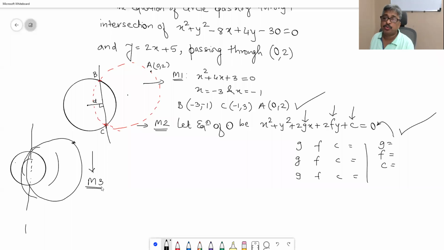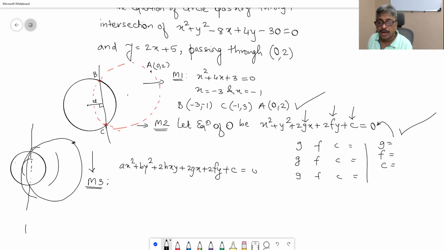I am explaining it to you for the first time, therefore everybody is required to pay proper attention. How do we recognize whether a given equation is the equation of a circle or not? Suppose I write like this: ax² + by² + 2hxy + 2gx + 2fy + c. This is a general degree 2 equation in x and y, where a, b, h, g, f and c are constants. There are 6 constants in this.